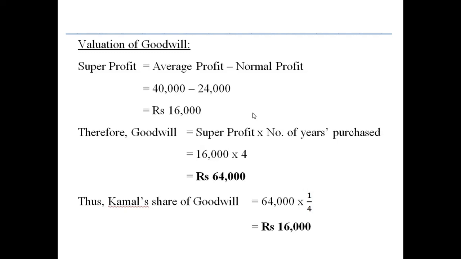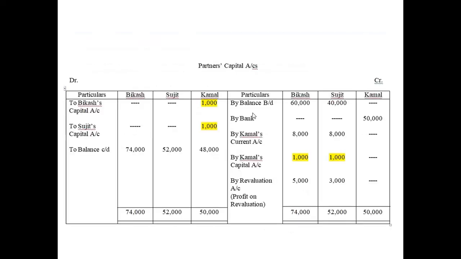So from this 64,000, you have to calculate the amount of Kamal's share of goodwill. Kamal is coming for 1/4 share in the business, isn't it? So the amount of goodwill of Kamal will be 16,000. And in this question, Kamal is not bringing in his share of premium for goodwill. That is why we have to make this adjustment through his current account by opening Kamal's current account.